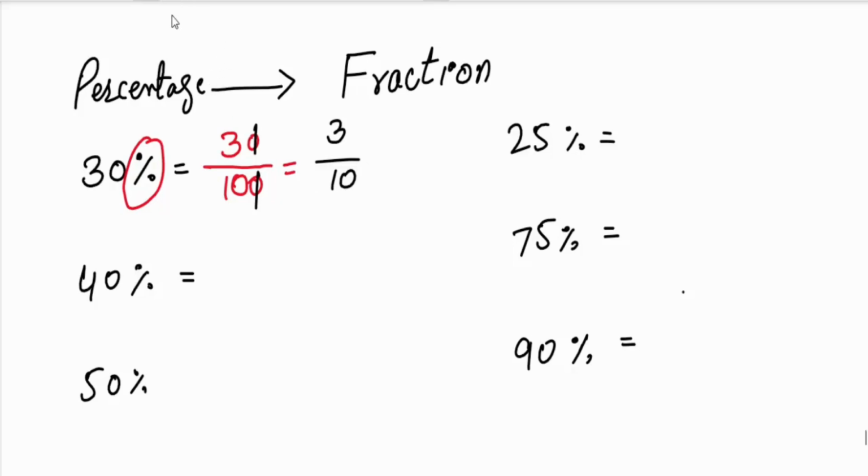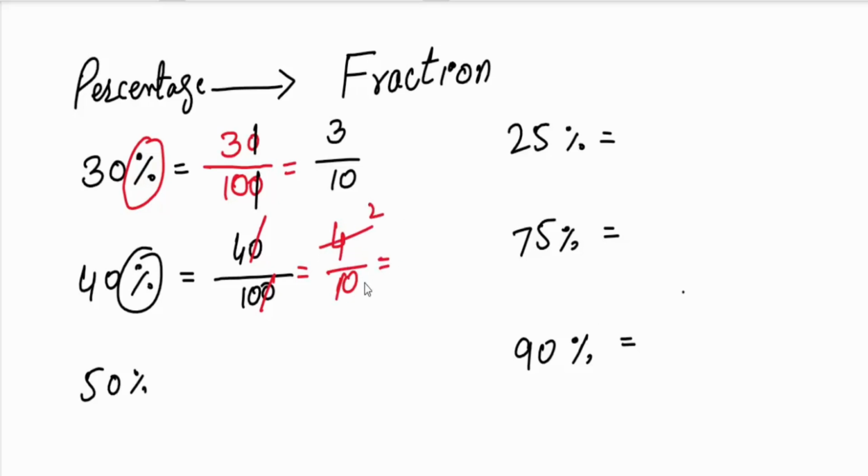Now see here, again 40 divided by 100, because we have to remove the percentage sign. After that, cut off this 0 with this 0, and you have 4 over 10. Now simplify it with the same table. 2 2s are 4, 2 5s are 10. So this is 2 over 5. This is your answer for this percentage to fraction.